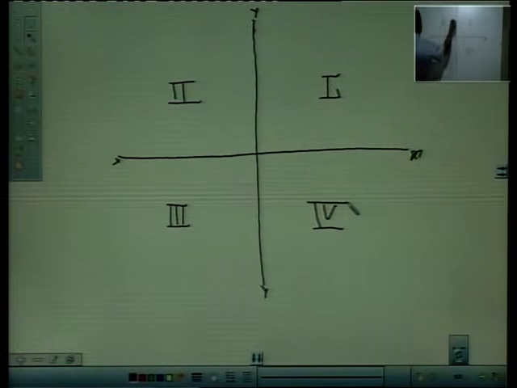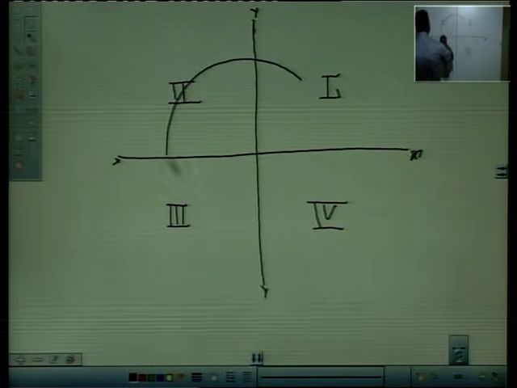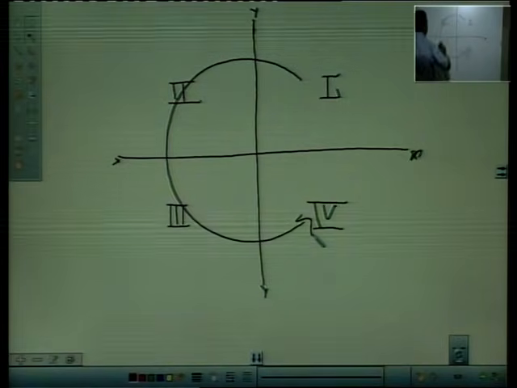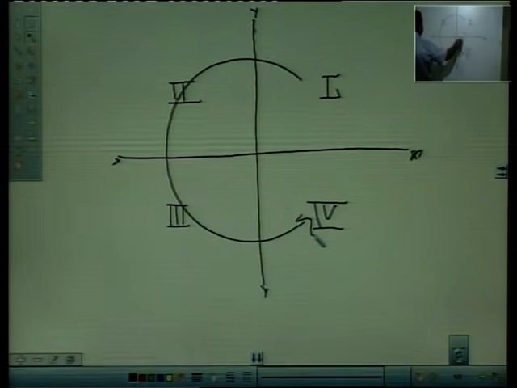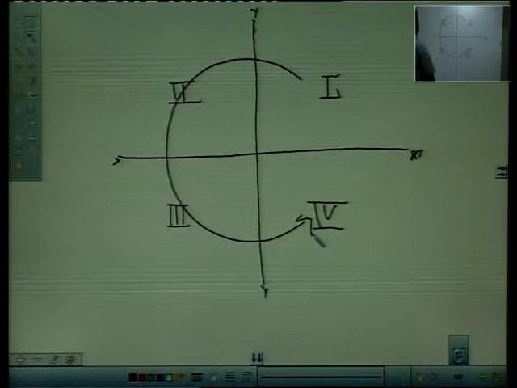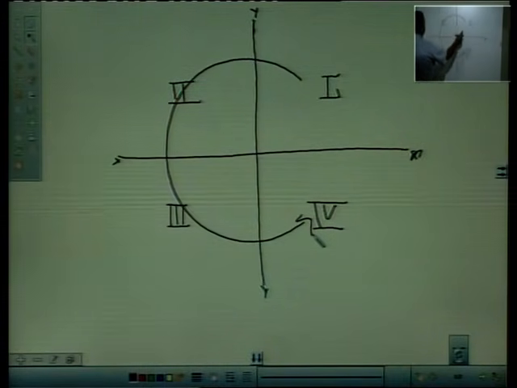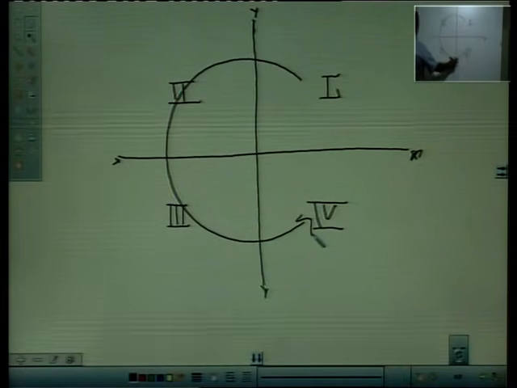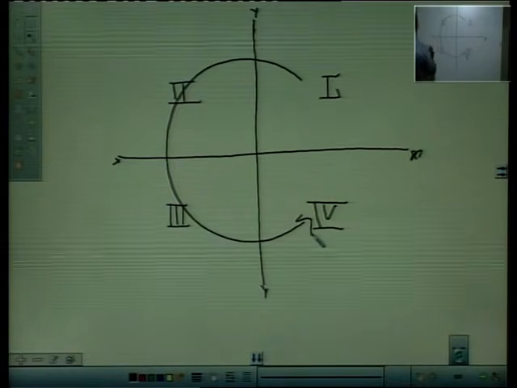So 1, 2, 3, 4 move in the anti-clockwise direction. First, second, third, fourth, it is not clockwise. This is the two-dimensional representation of 4 quadrants, 1, 2, 3, 4. Now let's move to 3D.